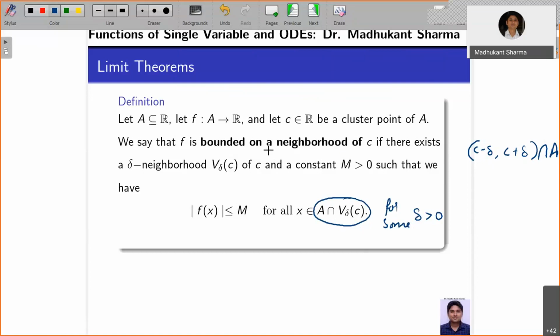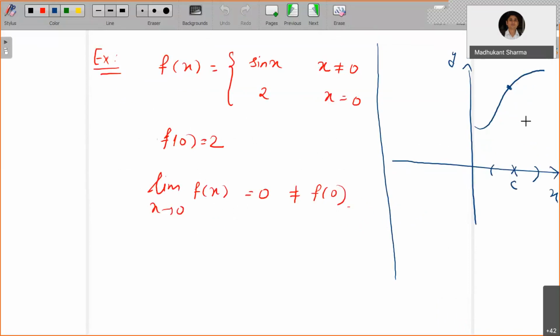It is never the neighborhood, it is going to be a neighborhood of C. If there exists a delta neighborhood of C and a constant m such that so and so happens, this is the meaning: f of x remains bounded. What is the meaning of bounded? It lies inside an interval. If you go back to the graph, this is minus m and this is plus m. So f of x lies between this interval on the y-axis. That's what it means.